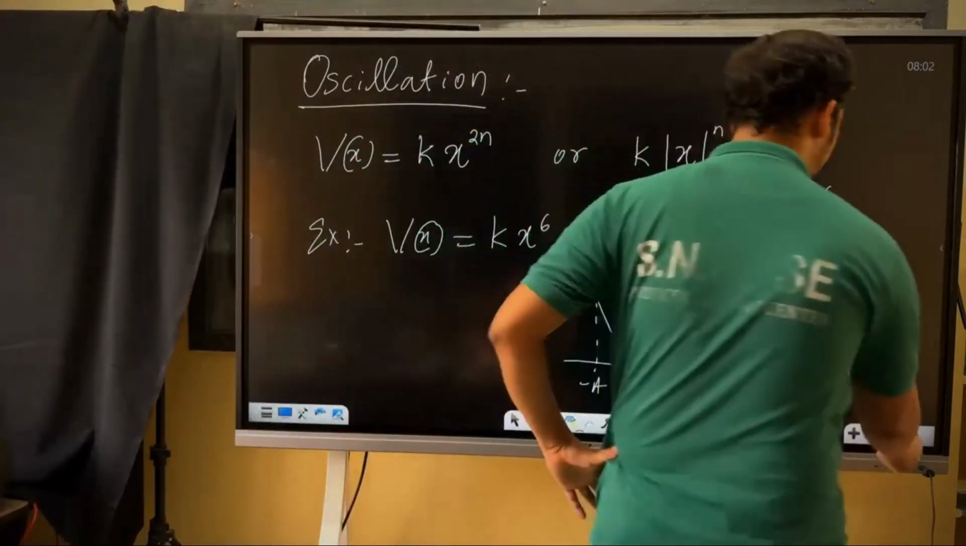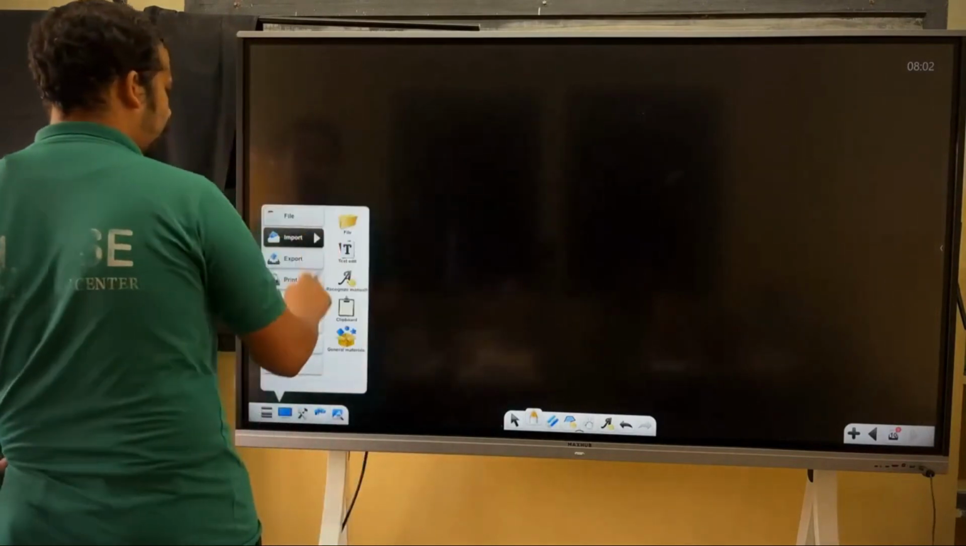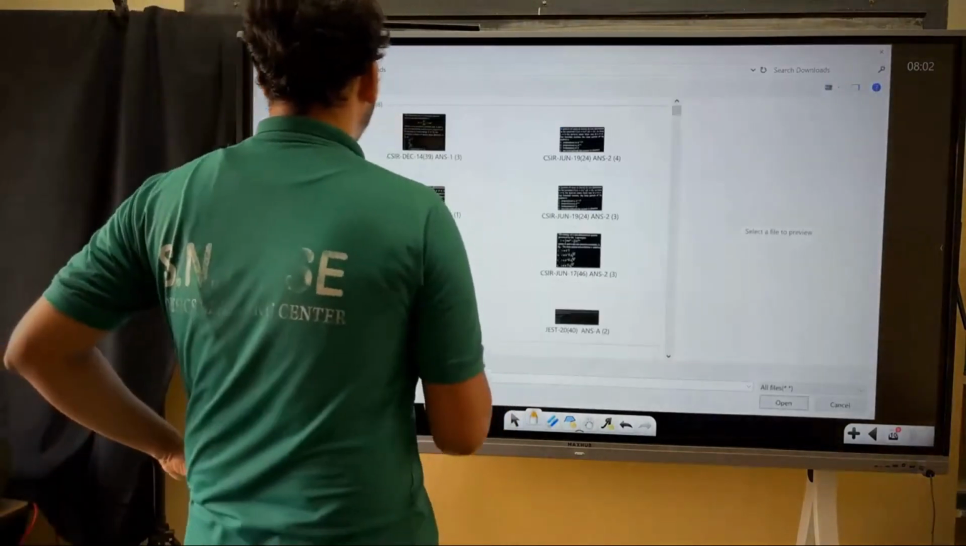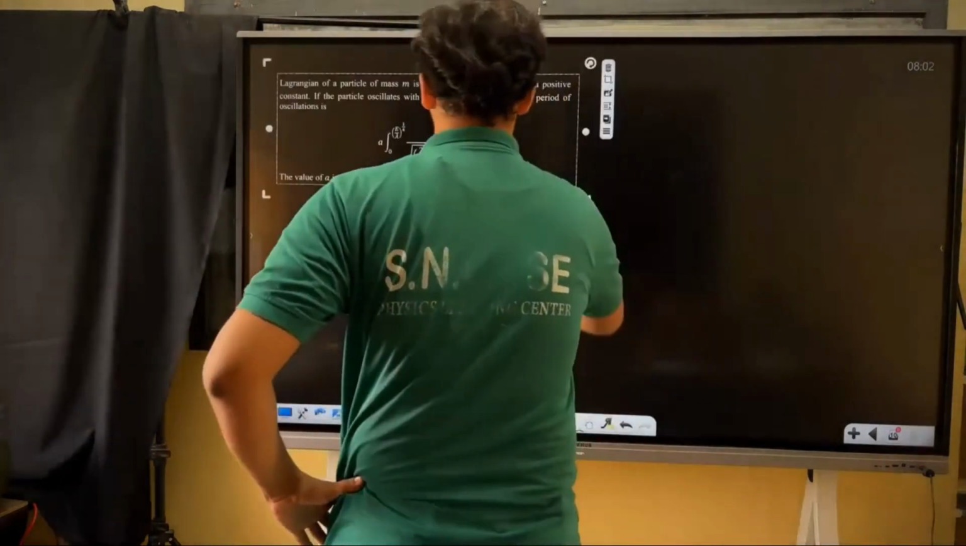Now let me pick the problem. Then I will explain that one. So this is a GATE problem.